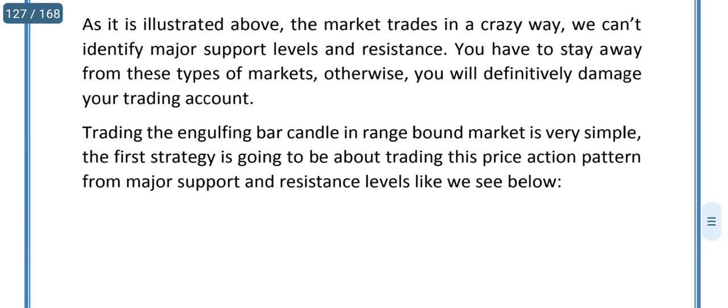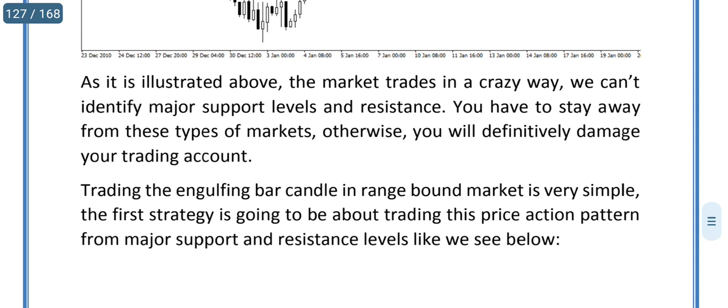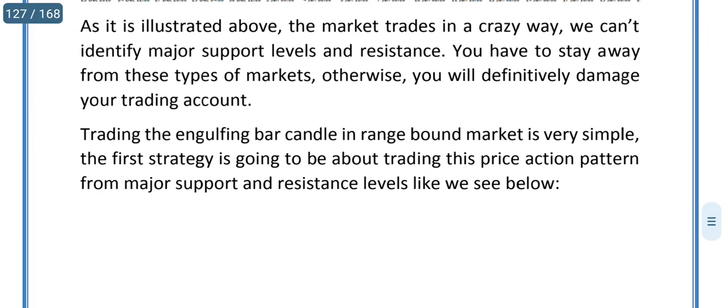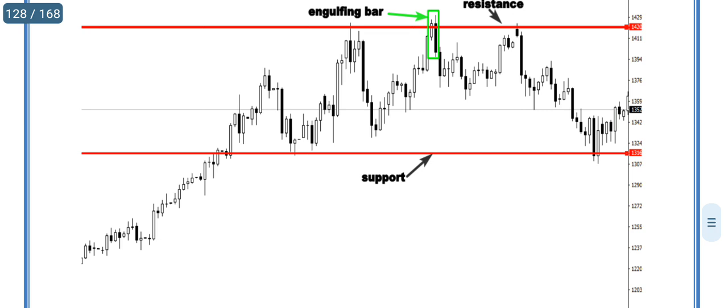Trading the engulfing bar candle formation in a range bound market is very simple. The first strategy is about trading this price action pattern from the major support and resistance levels, and this can be illustrated in this chart. This is an illustration of a range bound market, and we can trade the engulfing bar candle formation from the major support or resistance levels.